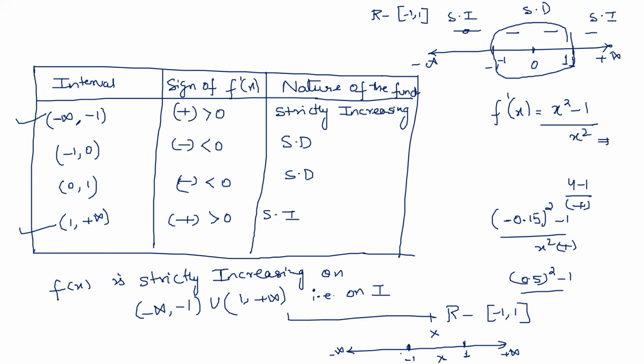Now for this one, minus infinity to, that means what is left? What do we have? This one, and we have this one. So Abdul, can you tell me for this one, minus infinity to minus 1, the function is what?